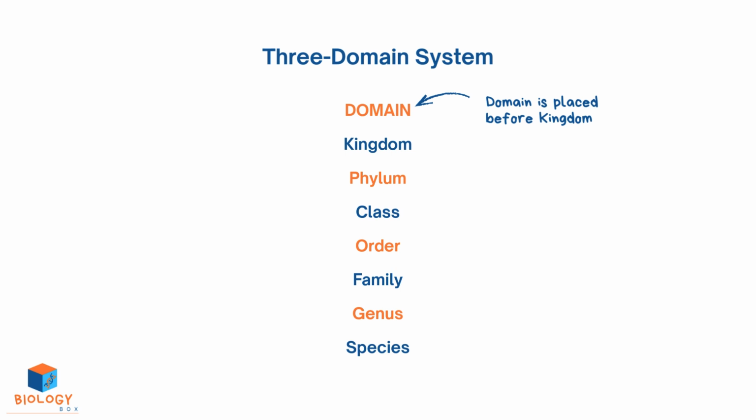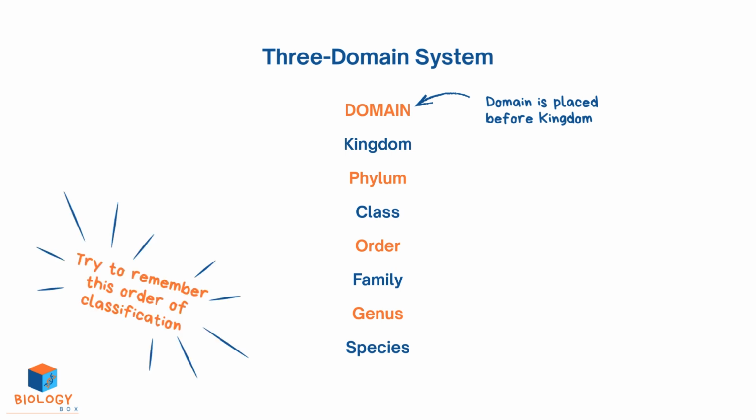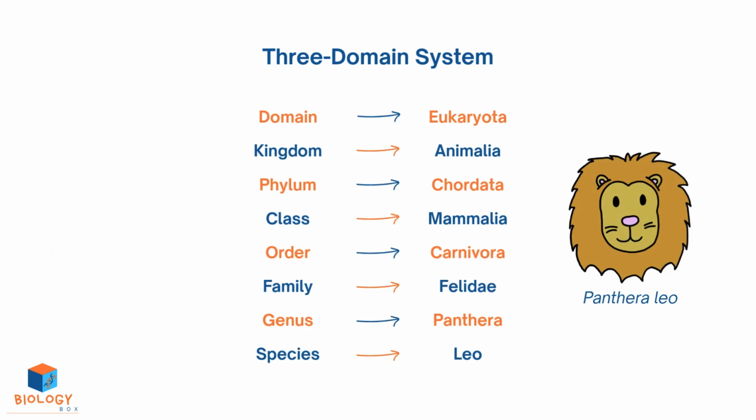Domain is placed before kingdom in the classification system. So this is now what the classification of a lion looks like, with eukaryota at the beginning before the kingdom.